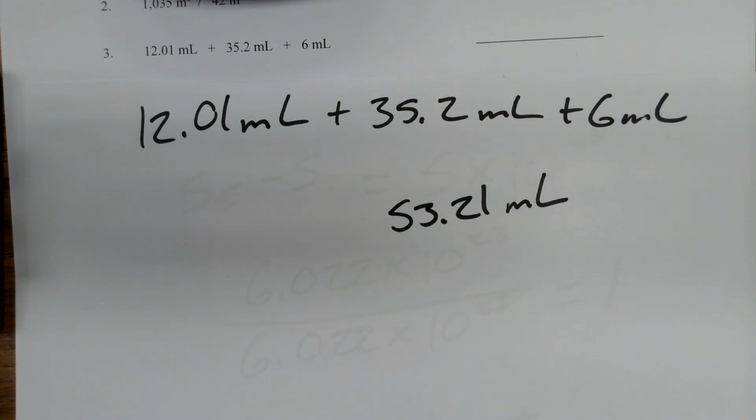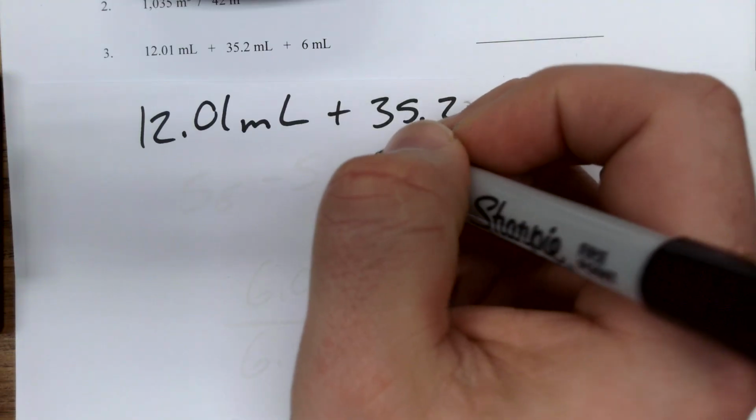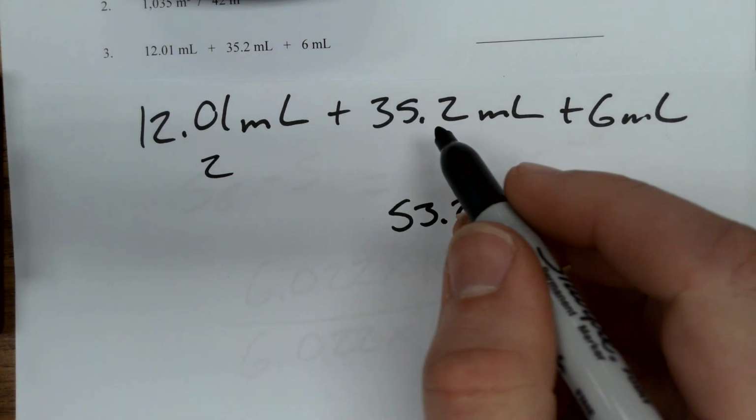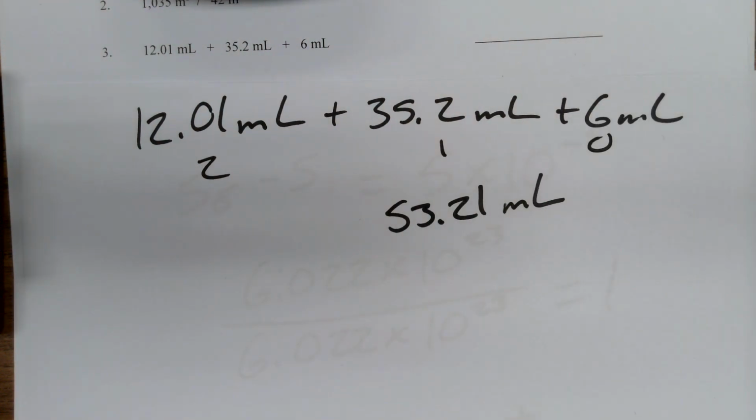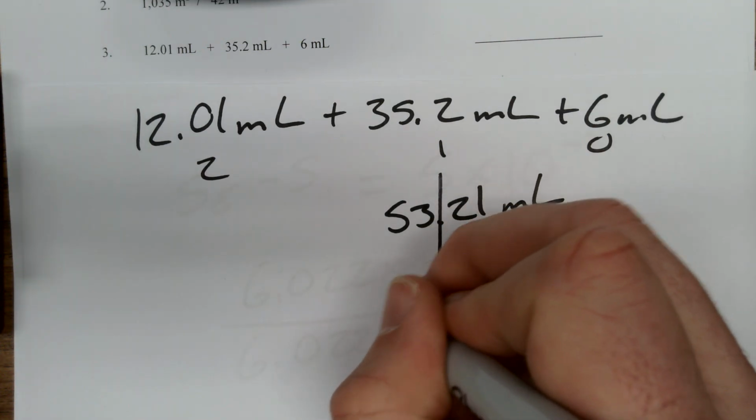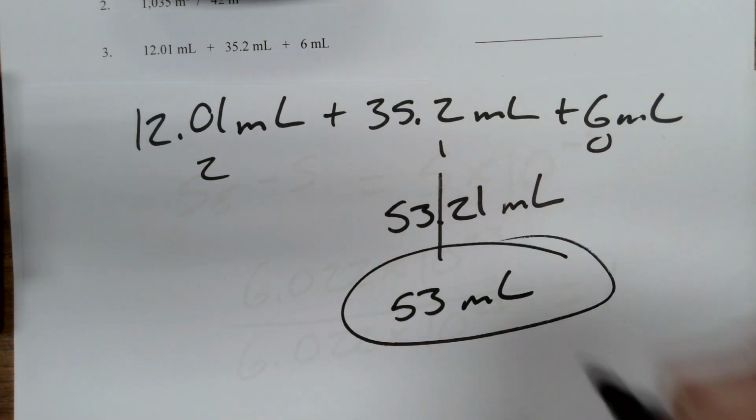Based off of my question, I'm clearly looking at decimal places. How many decimal places will my final answer have? How many are in 12.01? There are 2 decimal places here. How many are in 35.2? 1. How many are in just 6? 0. Which one's the least number? 0. Is my 2 big enough to push my 3 to a 4? No. So my final answer, 53 milliliters.